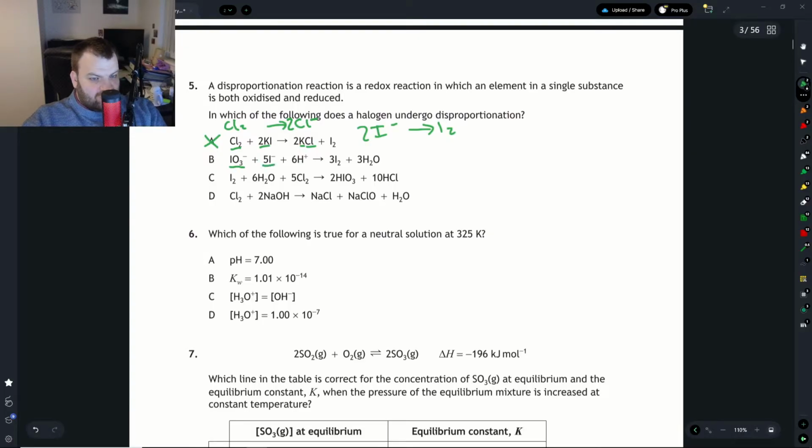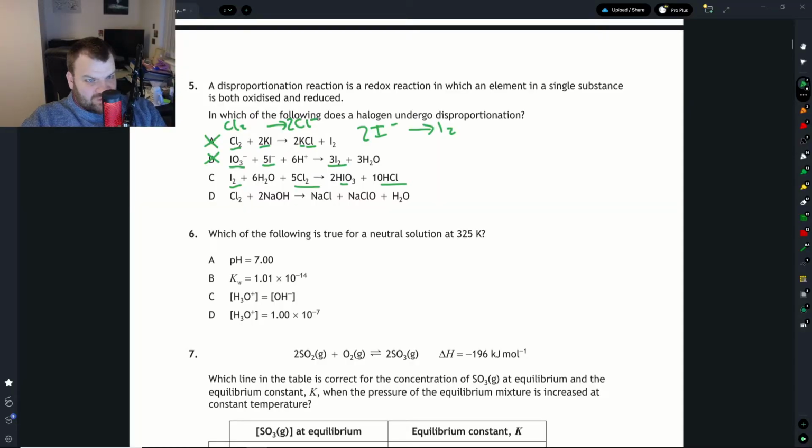Here, we've got iodines. Again, it's not a single substance undergoing this reaction. Again, I'm going to rule that one out. Next up, we have iodine going over to here. Only got it in one place, so I'm not buying that as my answer. Chlorine as well, it's only in one chemical. It's not both being oxidized and reduced.